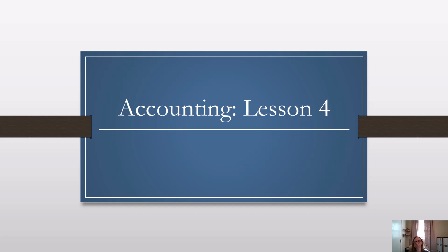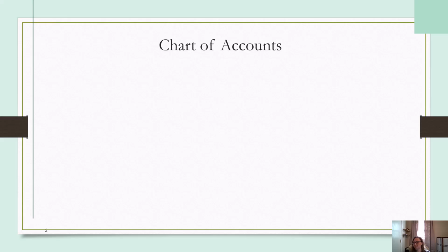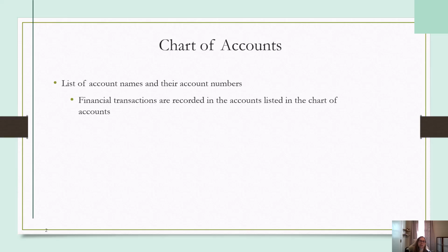In this video, I'm going to talk about the chart of accounts. The chart of accounts is a list of account names and their account numbers, and this will be set up when the business is started. And that's because financial transactions are recorded in these accounts.